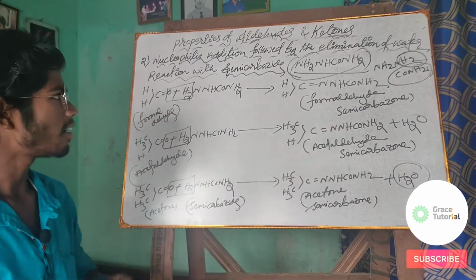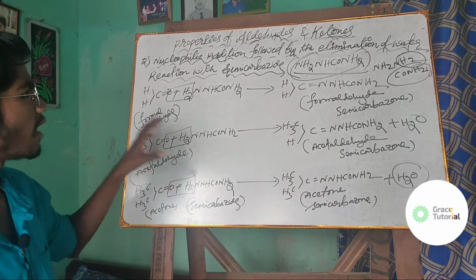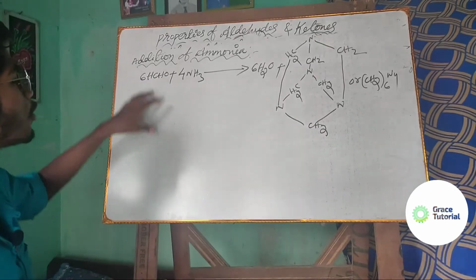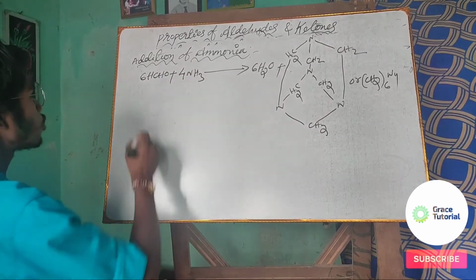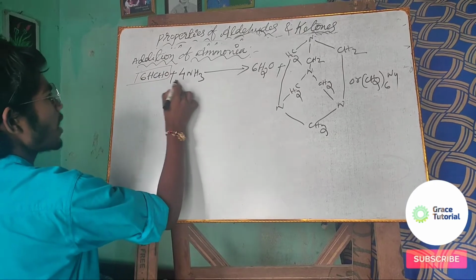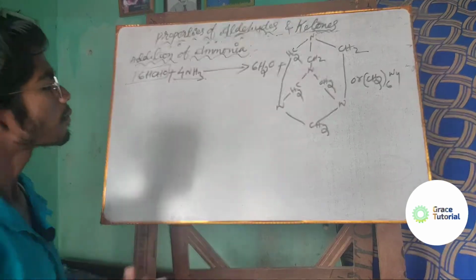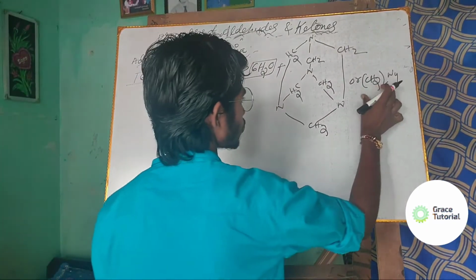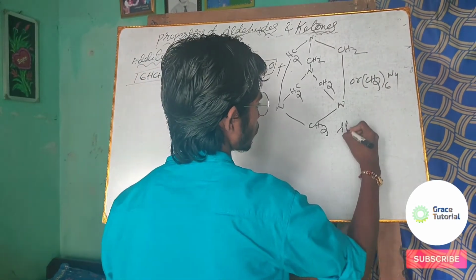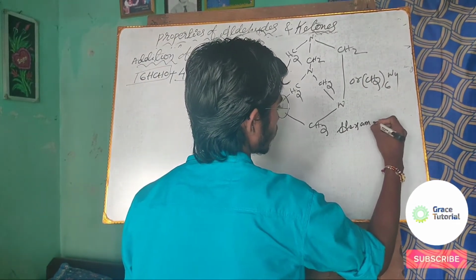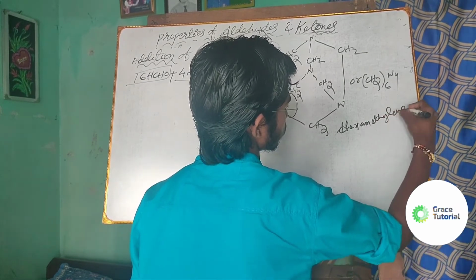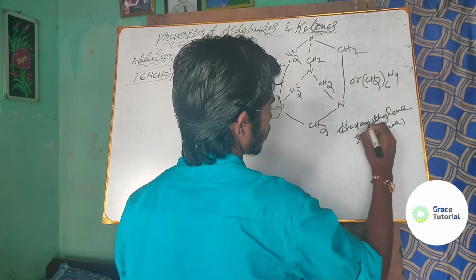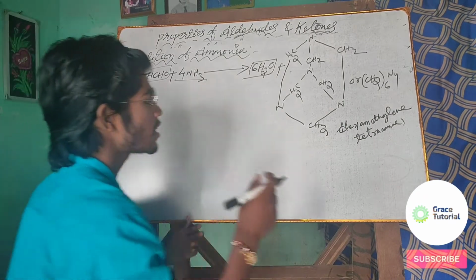Now we will look at the next chemical property of the aldehydes as well as the ketones. If you look at the addition of ammonia, 6 molecules of formaldehyde react with 4 molecules of ammonia to give 6 molecules of water along with (CH2)6N4. The name of this product is hexamethylene tetraamine, or we can say urotropin.